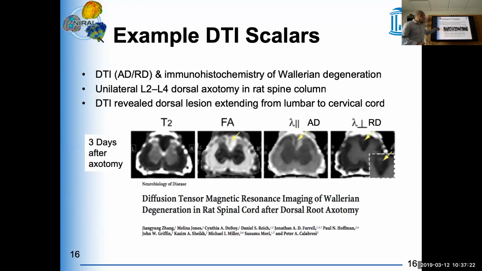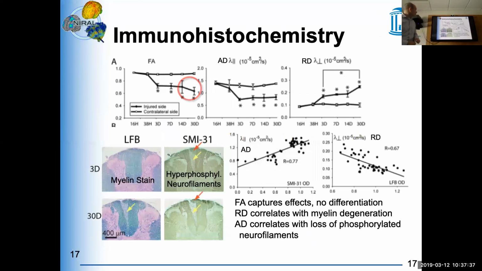These are the images 3 days after such an axotomy. On the T2 image, you can't really see much yet. On the FA, you see the FA is starting to be lower. The AD is definitely much lower, and the RD is a little bit impacted. Now, let's get to the meat of this paper. I'm not going to go into detail over it, but it nicely shows what they found.